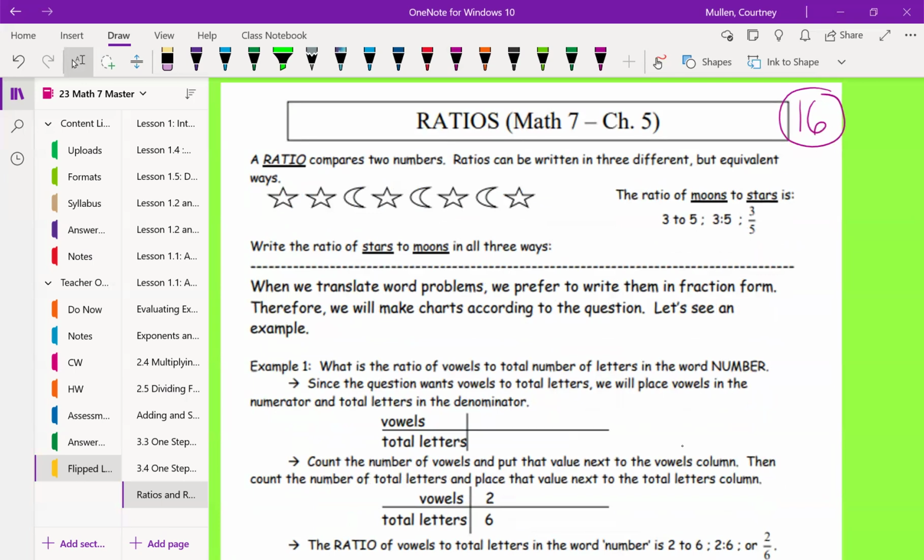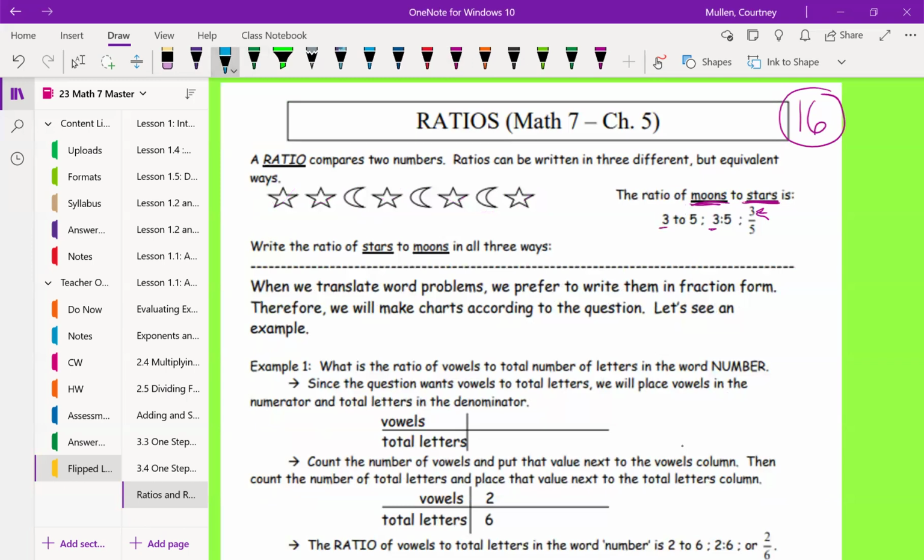So the ratio of moons to stars, we always go in order from left to right. So there are 1, 2, 3 moons. So that's listed first. To stars. So we have 1, 2, 3, 4, 5 stars. So the ratio of moons to stars would be 3 to 5 or 3/5.